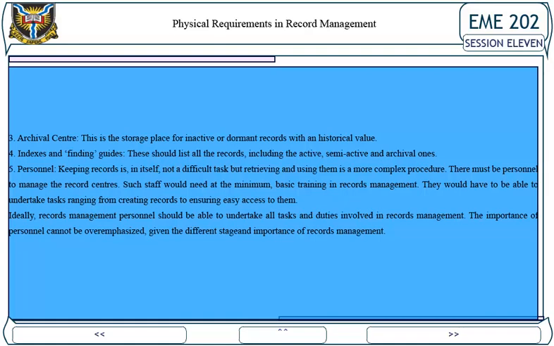5. Personnel. Keeping records is in itself not a difficult task, but retrieving and using them is a more complex procedure. There must be personnel to manage the record centers. Such staff would need, at the minimum, basic training in records management. They would have to be able to undertake tasks ranging from creating records to ensuring easy access to them. Ideally, records management personnel should be able to undertake all tasks and duties involved in records management. The importance of personnel cannot be overemphasized, given the different stages and importance of records management.